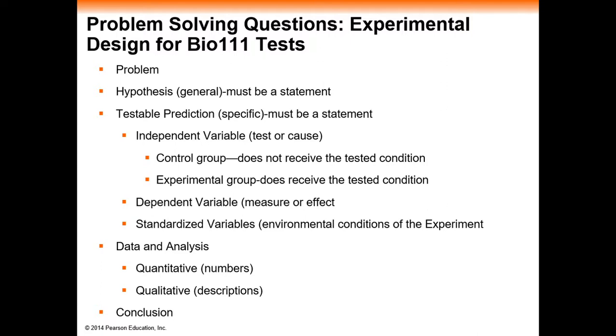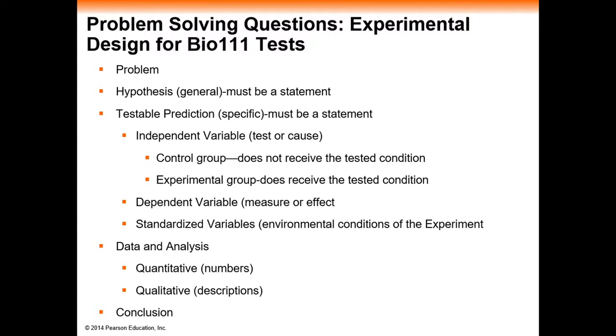Okay. The last type of variable that we have is going to be a standardized variable, and standardized variables are just the environmental conditions of the experiment. So if we're talking about cancer patients and drug therapy, we'd be talking about maybe the age of the patients or the sex of the patients, maybe the stage of the cancer of the patients. Maybe we were talking about other medications of the patients.